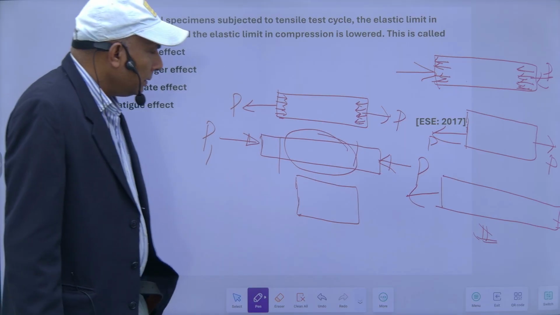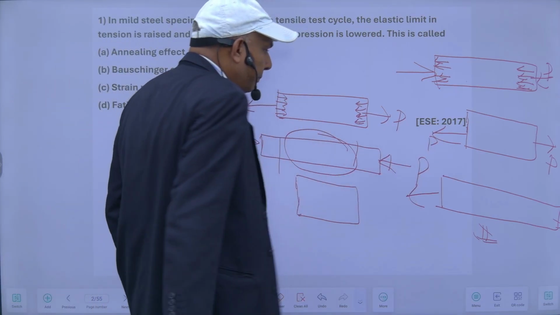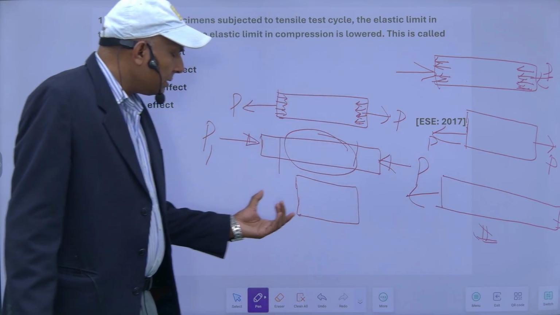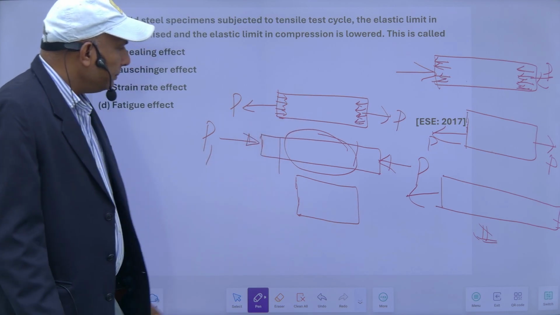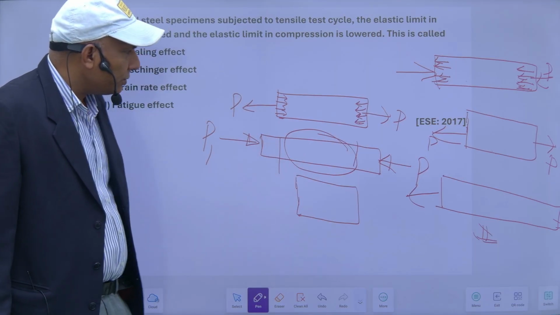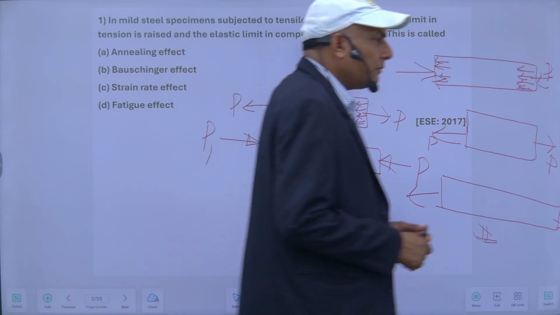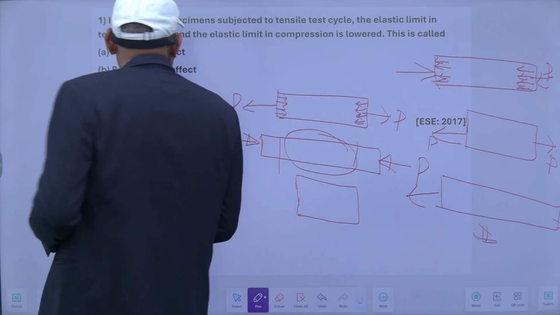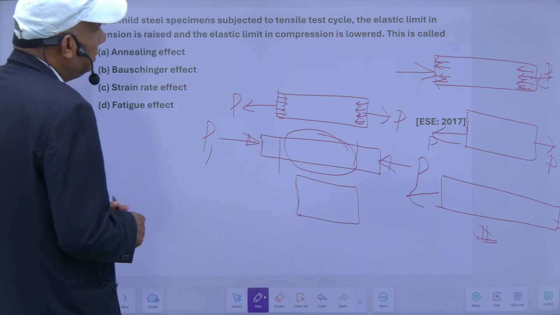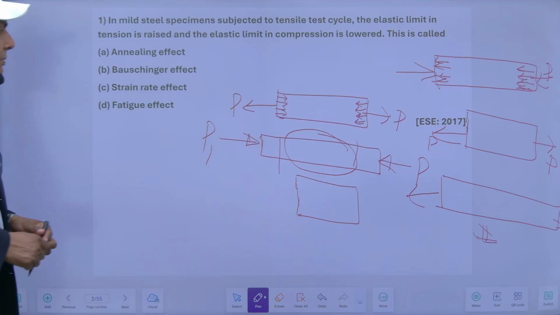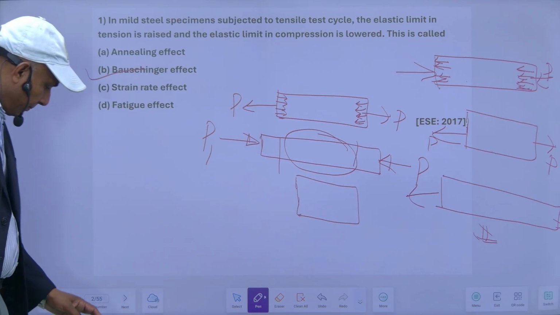Similarly, when you apply compressive forces here, the compression here is less than in this one, because you have already made the material be in compressive stress and then you have applied the compressive load also. This reversal of stress cycle is called the Bauschinger effect. So initially when a tensile test is applied, then in compression, due to the Bauschinger effect, the answer is the Bauschinger effect.